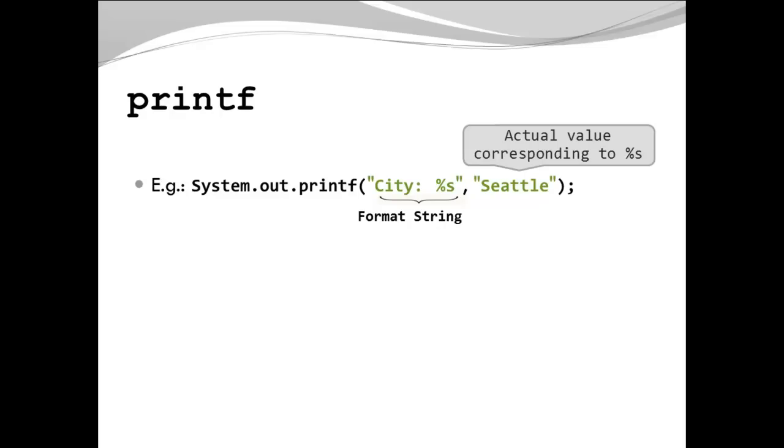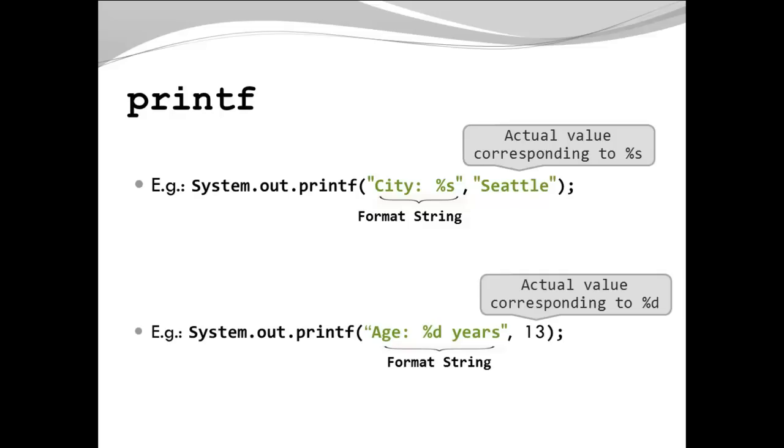Here is an example. It's a print statement that uses the printf method, and in my format string it says city %s. So it says city, and something is going to be filled in for the city name. It's expected to be a string, that's what the s next to the percent means. And then I provide the actual value corresponding to the %s, which is, in my case, Seattle.